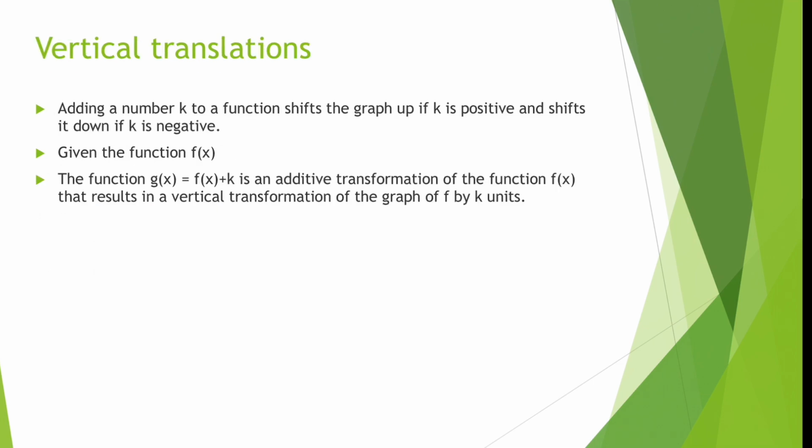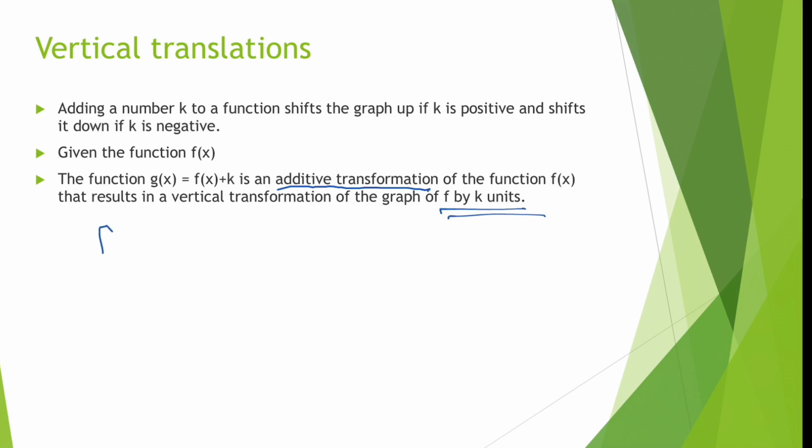The first one is vertical translations. It says that adding a number k to a function shifts the graph up if k is positive and shifts it down if k is negative. The function g of x equals f of x plus k is an additive transformation of the function f of x that results in a vertical translation of the graph of f by k units. And I'm going to show you an illustration here.